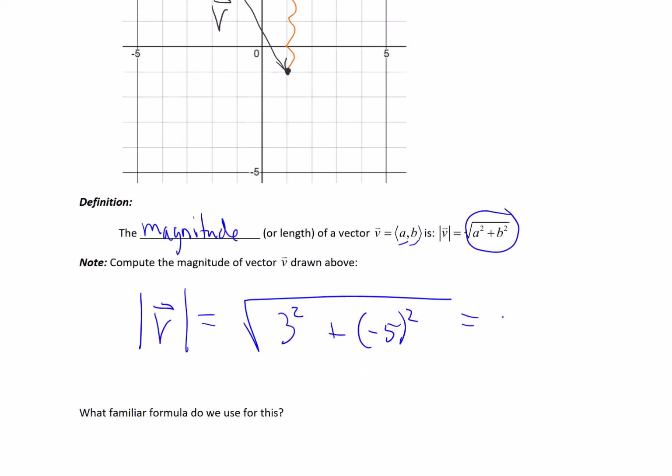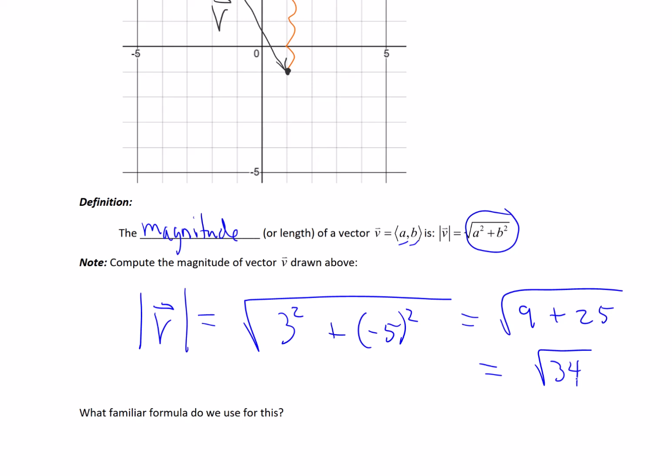Now let's do so. In the square root, we'll have 3 squared, which is 9, plus negative 5 in parentheses squared, which is 25. Of course, 9 plus 25 would be 34. And so the square root of 34 would be the magnitude of vector v given above.